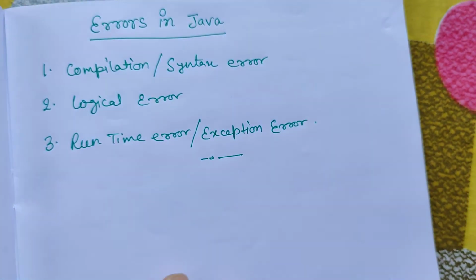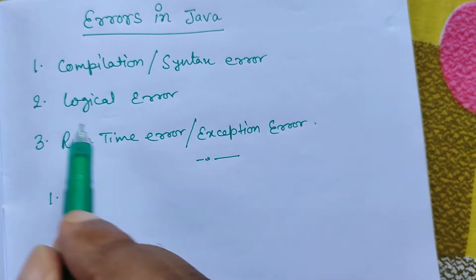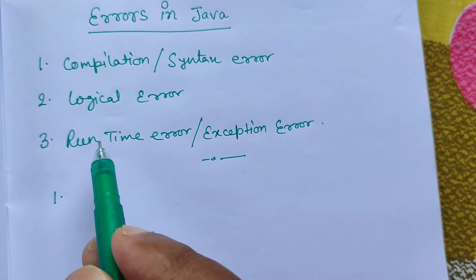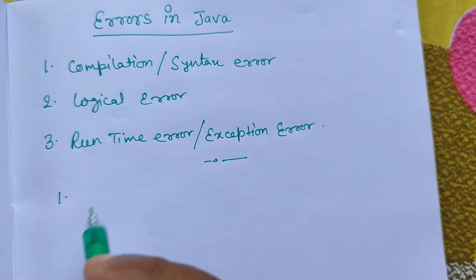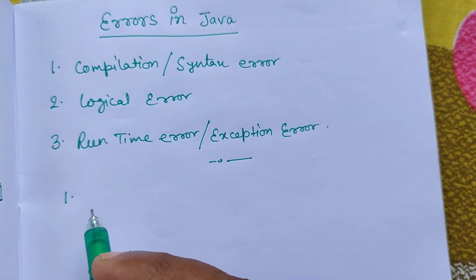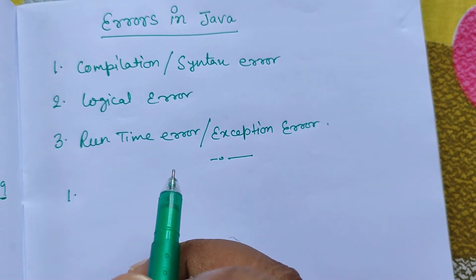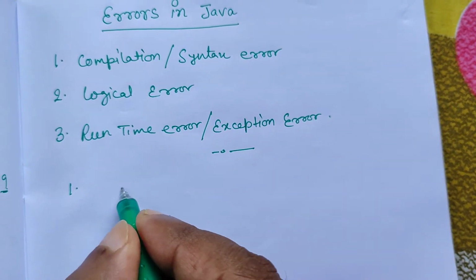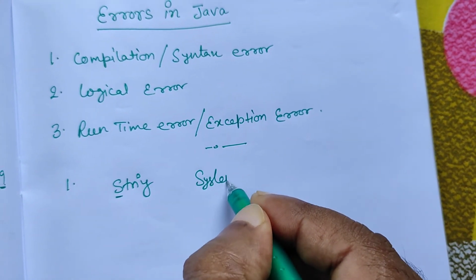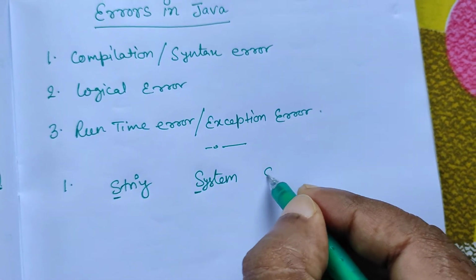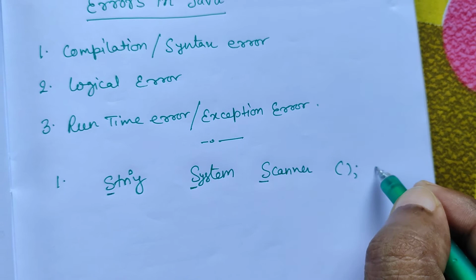Now we will talk about the different types of errors. Compilation errors mean, first one, suppose you are writing a program. In the program we have to follow some syntax, some rules. Suppose where to give semicolon, where not to give semicolon, what type of keywords we are using, the name of the keyword, spelling of the keyword, then whether it is in uppercase or lowercase. For example, String, S is capital. System, S is capital. Scanner, S is capital, like this. Then where to give semicolon, where not to give.